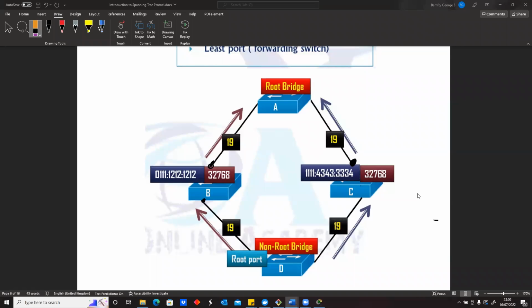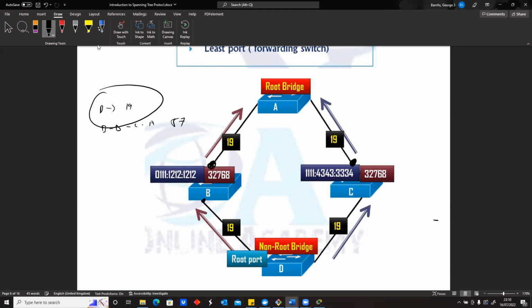So we have a situation where our topology has 4 switches, and for some reason they all have the same information. If we look closely, from the perspective of switch B, in order for us to get to switch A, we have 2 options: go through A directly or use D. If we go B to A, that's a 19. If we go B to D to C to A, that's 19 plus 19 plus 19, around 57. And so by default, this guy will become a root port.